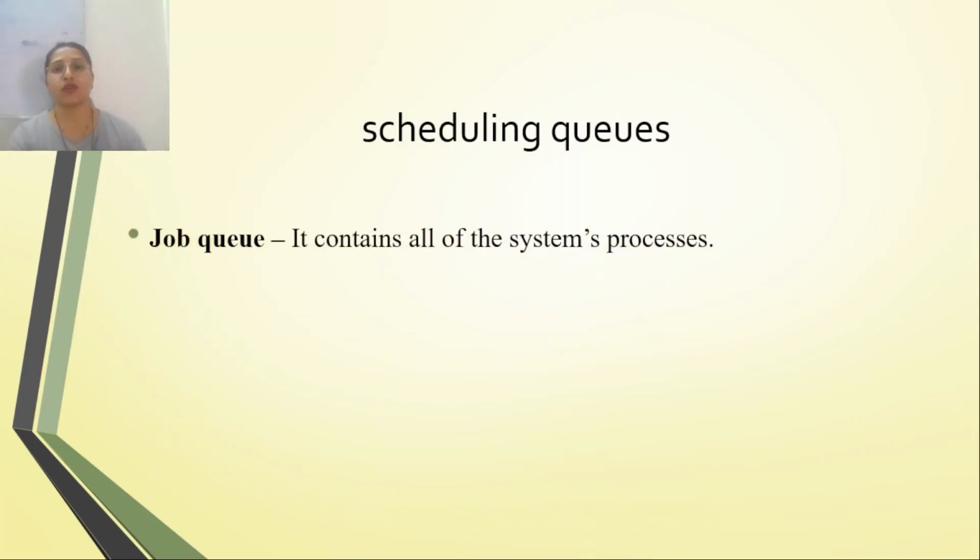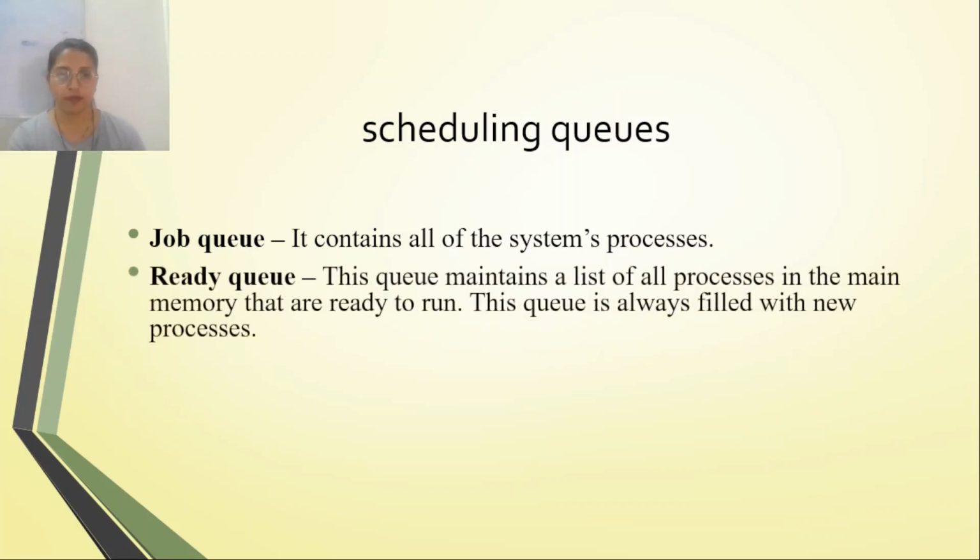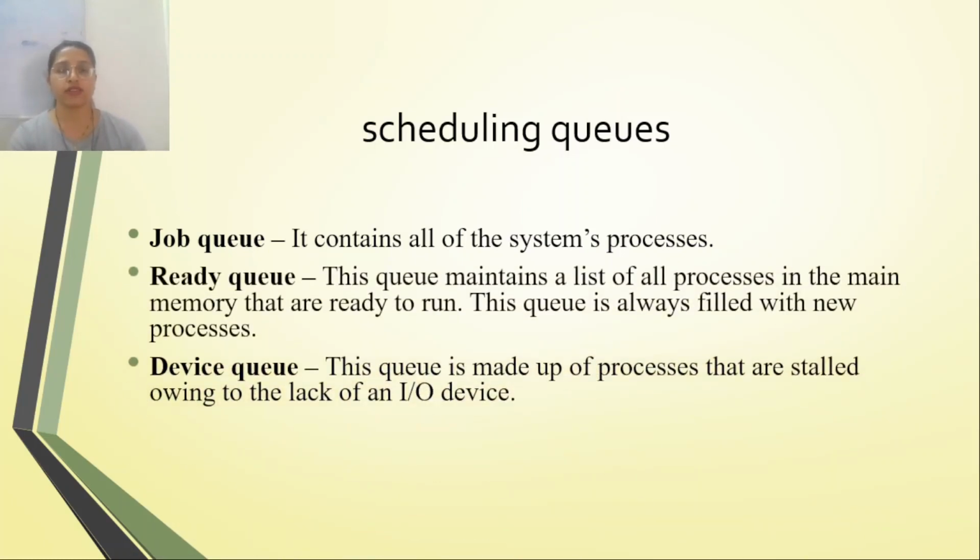there are various kinds of queues which play a very important role. The first is the job queue. The job queue contains all the system processes. Next is the ready queue. It maintains the list of processes in the main memory which are ready to execute. Like the ready state, in the ready queue all the processes are ready to execute.